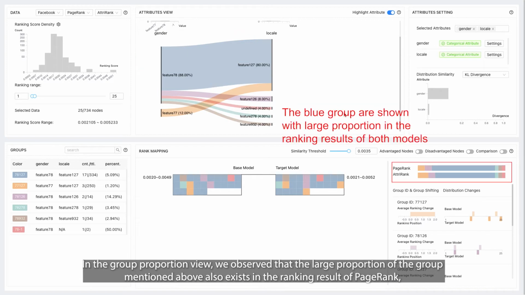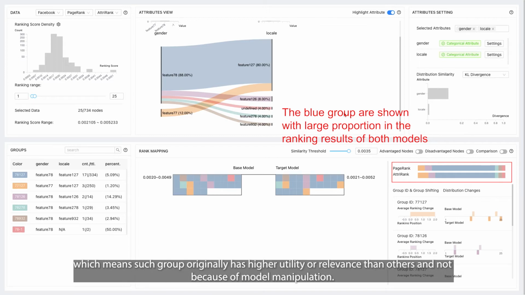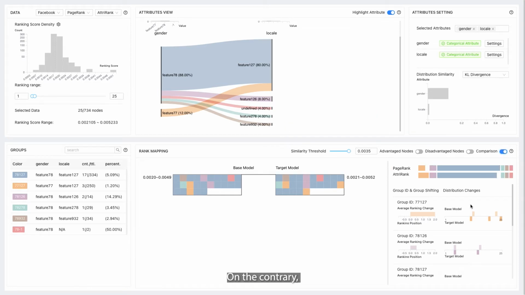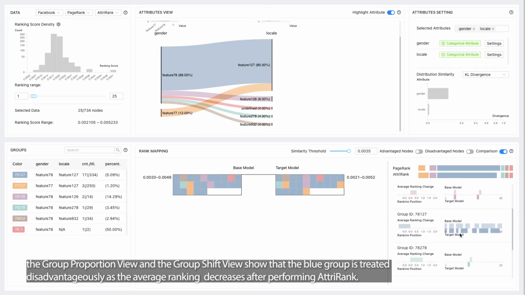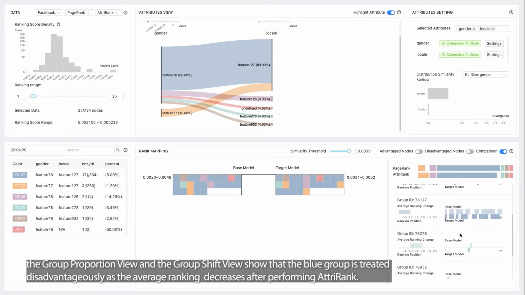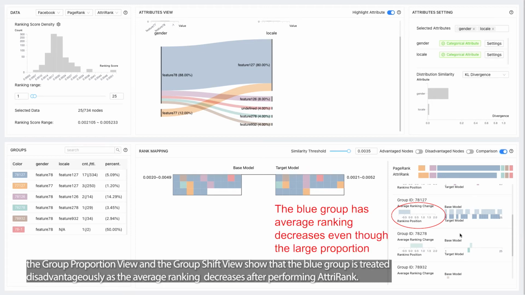In the group proportion view, we observe that the large proportion of the group mentioned above also exists in the ranking result of PageRank, which means such group originally has higher utility or relevance than others, and not because of model manipulation. On the contrary, the group proportion view and the group shift view show that the blue group is treated disadvantageously as the average ranking decreases after performing AtraRank.